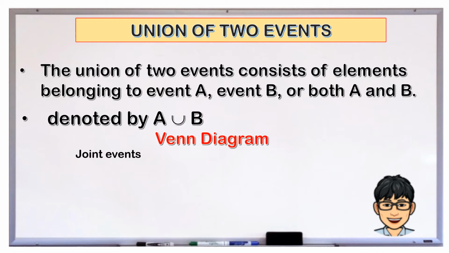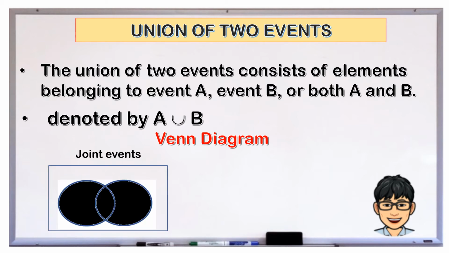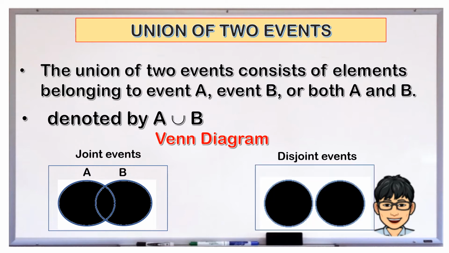Using Venn diagram, ipapakita natin ang illustration ng union of events. Kapag mayroon tayong joint events, ganito ang kanyang Venn diagram. Overlapping ang circles at parehong shaded, which represent the combination of the elements of events. If we have disjoint events, ganito naman ang Venn diagram niya. Magkahiwalay na circle, but both circles are shaded.